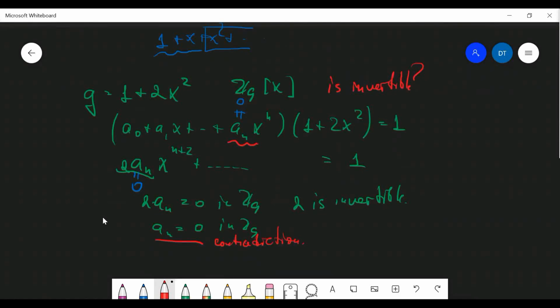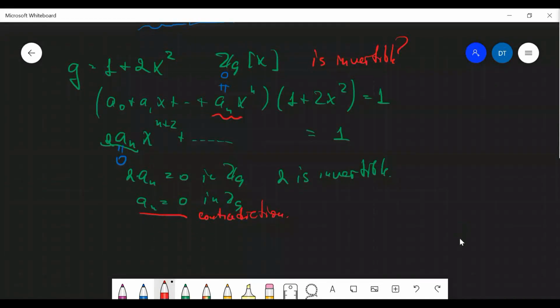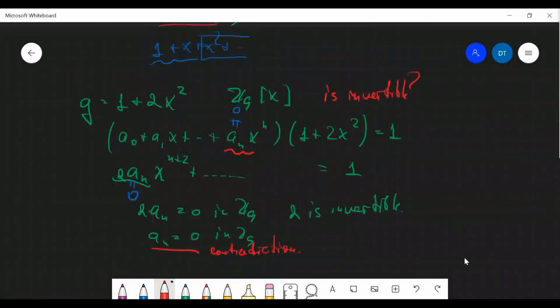Who could follow the proof? Who thinks that was clear? Should I repeat something? Again, guys, should I go through the proof again or not? Oh, it's clear. Okay.